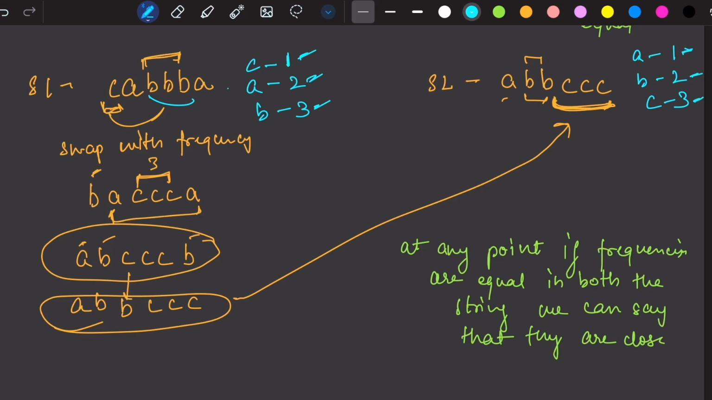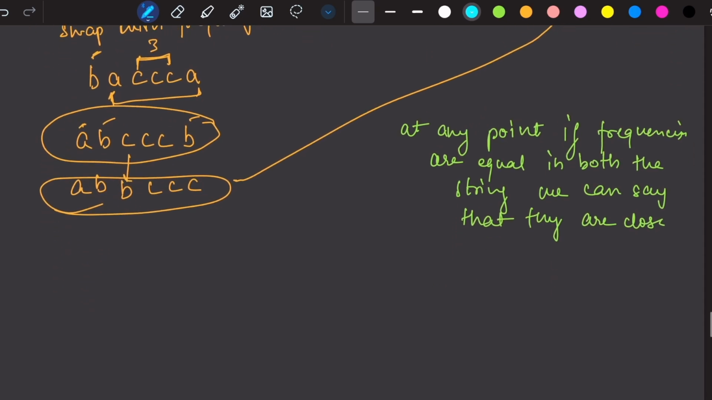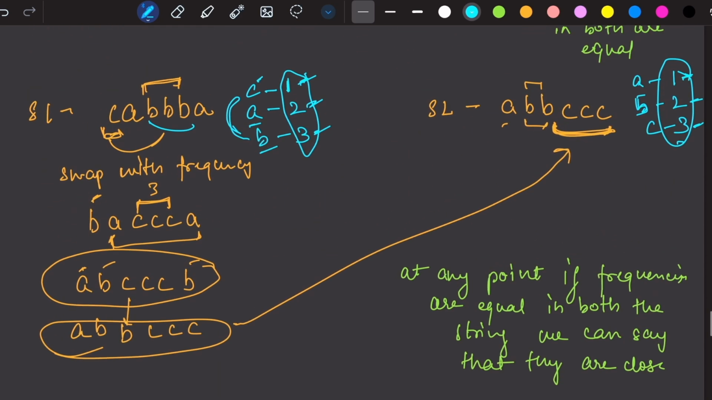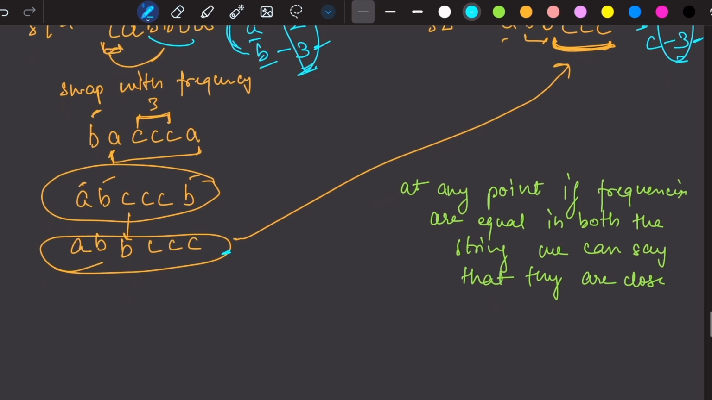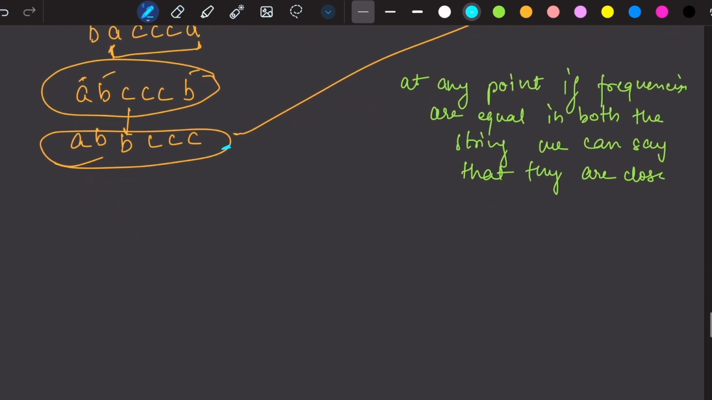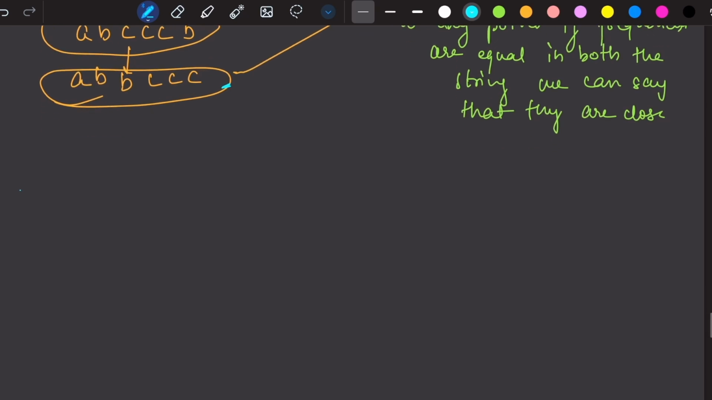Since we know that if we swap any time, we can get C3, we can get A1 and we can get B2. So we just need to play with frequency, right? This is the basic idea for this question. Whenever we get these equal frequencies, we know that we can get the resultant string with just swapping. I think we are now mostly clear on this. So let's have basic pseudocode for this.